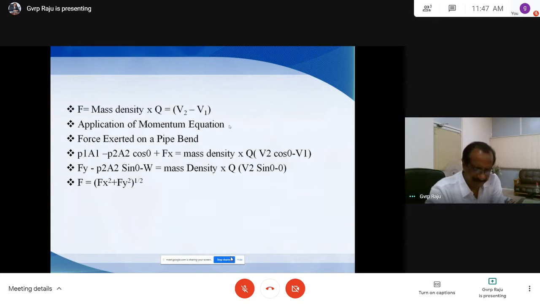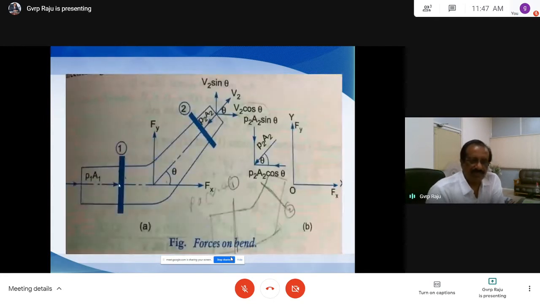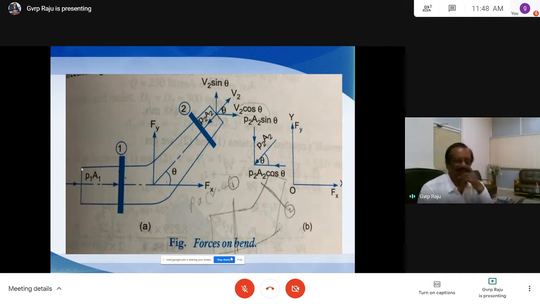Then Fy, the force in the y direction. So we have this is Fy. Suppose if you see here, there is no force in the vertical direction. When the force is acting in the horizontal direction, you cannot resolve this in the vertical direction. So P1A1 in the vertical direction is 0. V1 in the vertical direction is 0. This is very, very important. Suppose they are giving some angle for P1A1 and also V1, still P1A1 in the vertical direction is 0 and V1 in the vertical direction is also 0. That is very important.